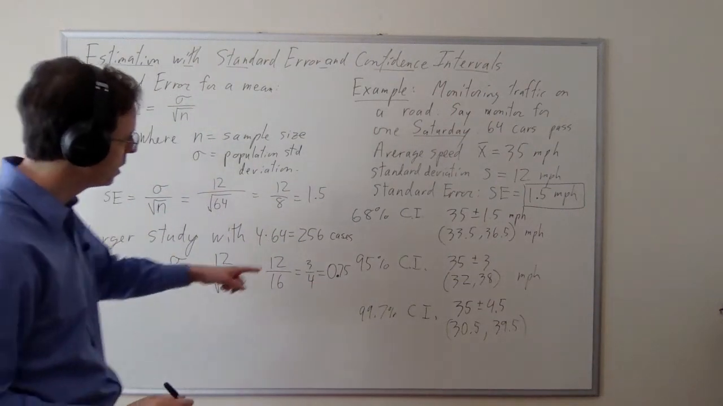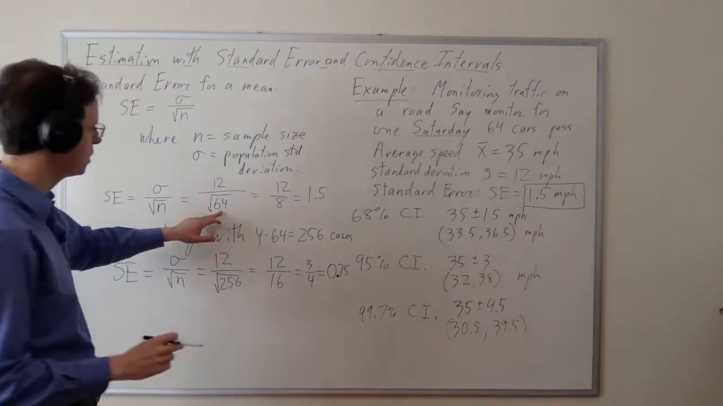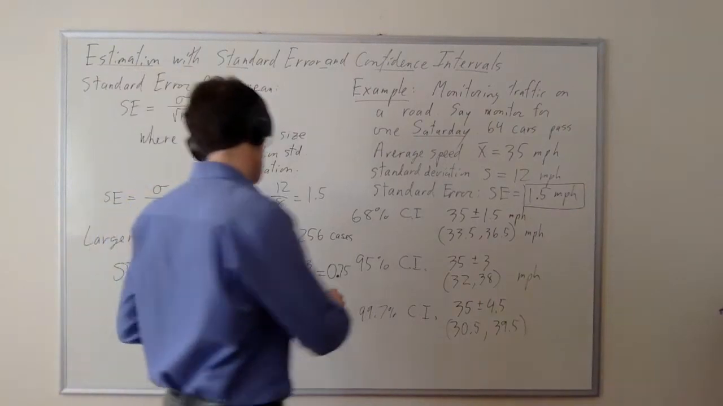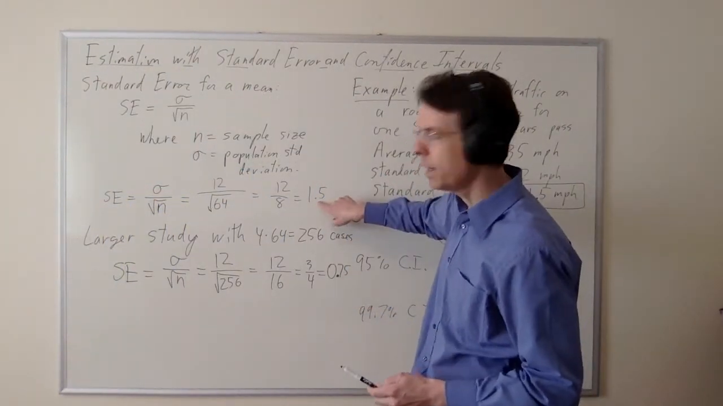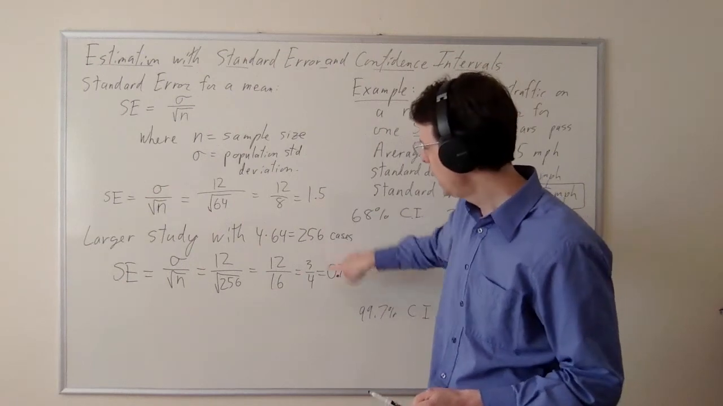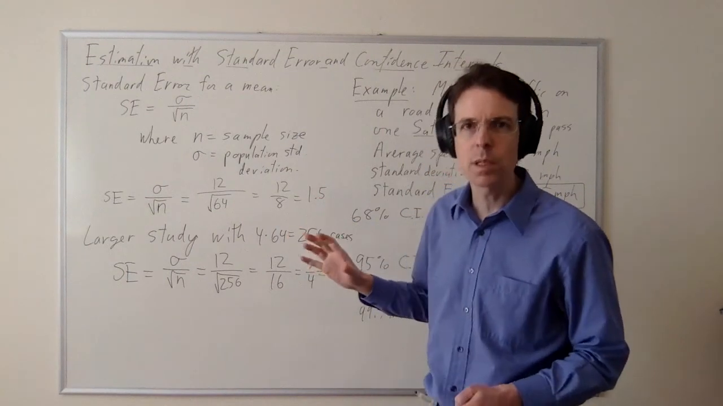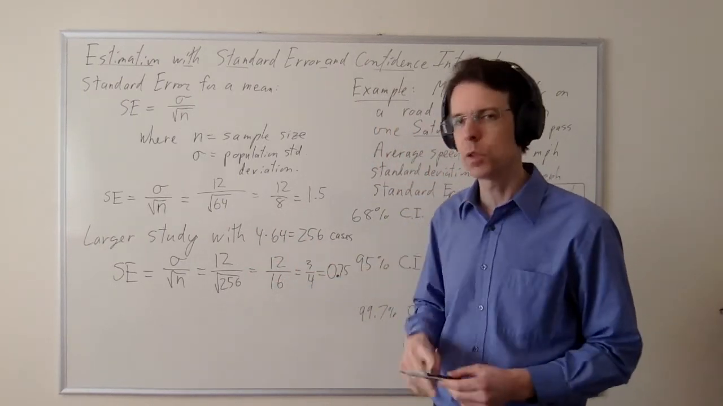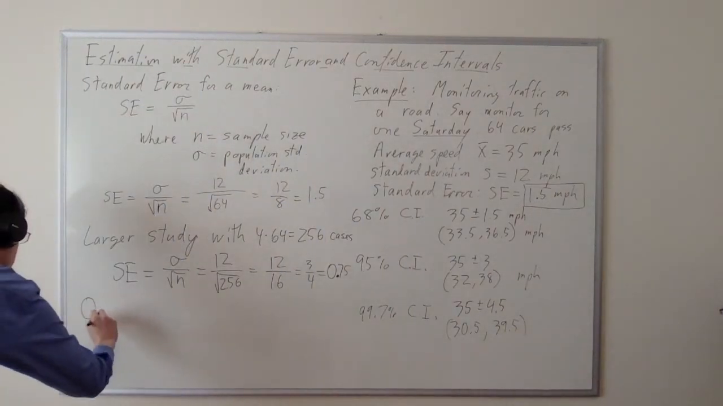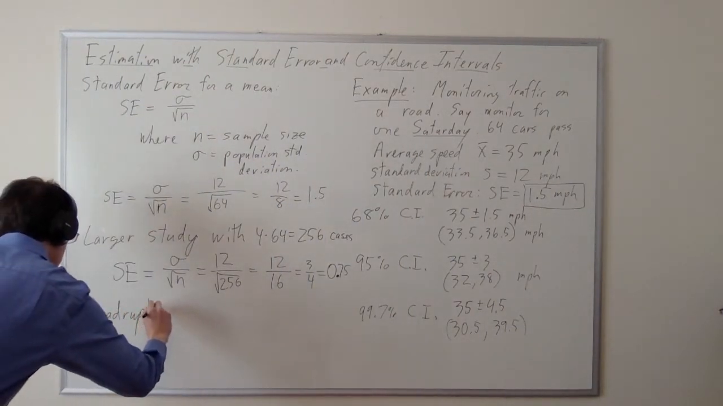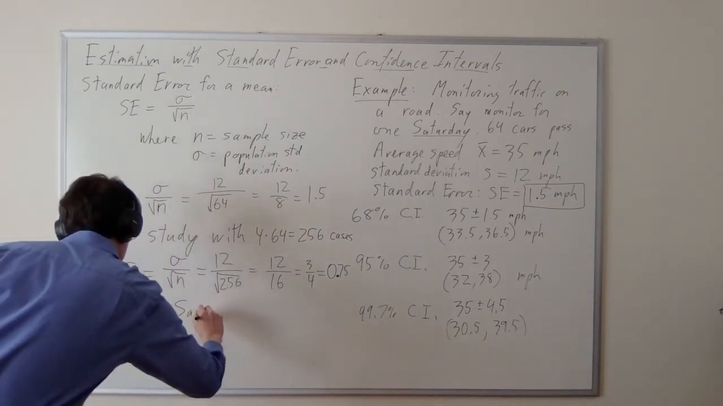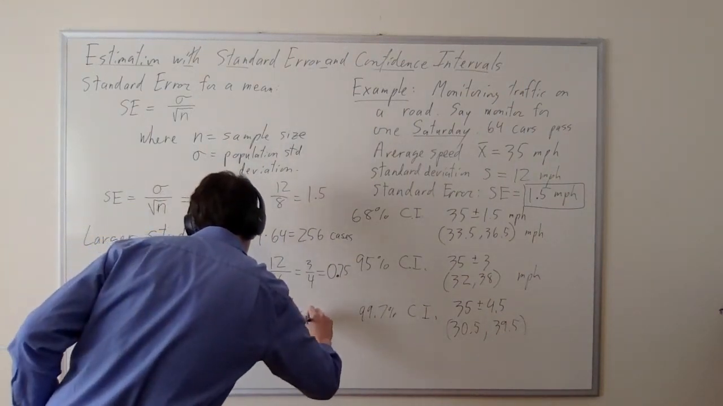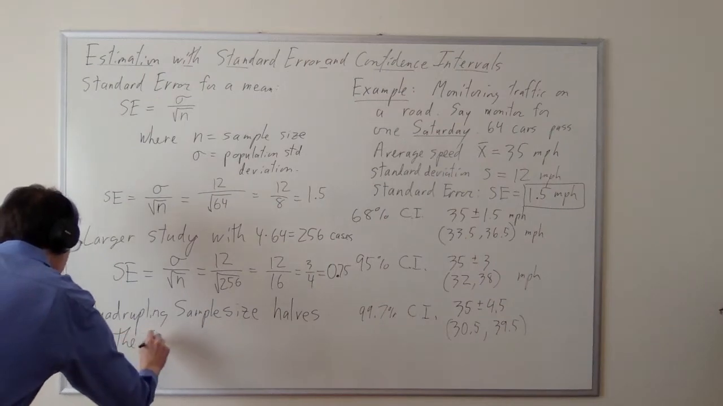The important thing to notice here is the relationship between the standard error of the small study of 64 and the standard error of the large study of 256. 3/4, or 0.75, is exactly half of 1.5. And this is a phenomenon that always happens if you increase your sample sizes. If you quadruple your sample size, then you halve your standard error. So quadrupling the sample size cuts the standard error by 2. So it halves the SE.